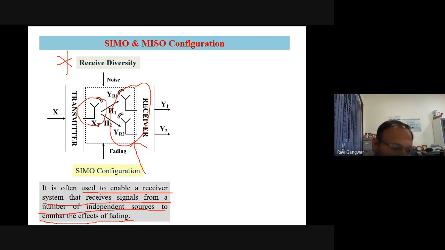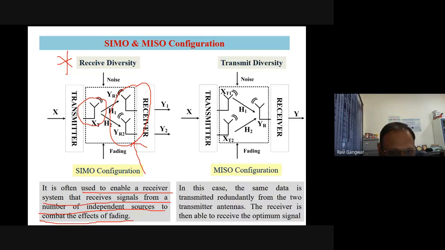For example, I can say that when we have a Wi-Fi system, or not a Wi-Fi system, that is your walkie-talkie system, where we have one particular receiver and lots of transmitters, in that condition this concept is going to be very, very useful. Similarly, we have the MISO system.